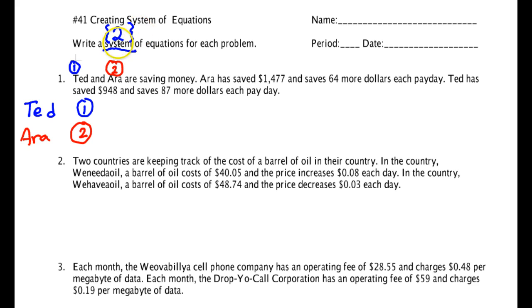Right. So Ara has saved $1,477 and is saving $64 more each payday. Ted has saved $948 and is saving $87 each payday.